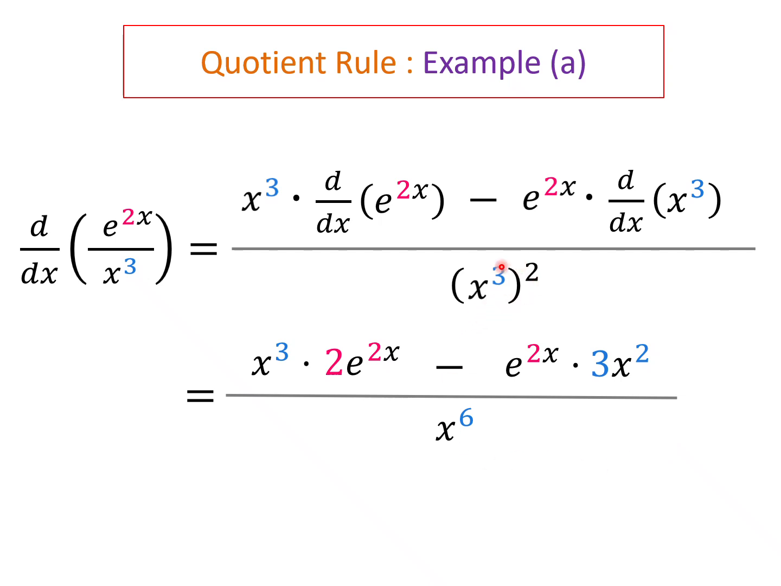Here we have just some indices. x cube whole square is x to the power 6. Now we are taking common out of it x square and e to the power 2x. So x square comes out and cancels with denominator. So final term is x to the power 4 in denominator, and 2x minus 3 remains inside bracket, and e to the power 2x we have taken out. It's common. This is the final answer.